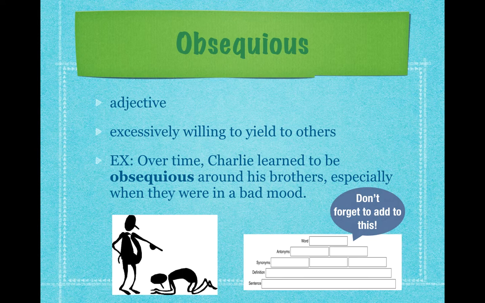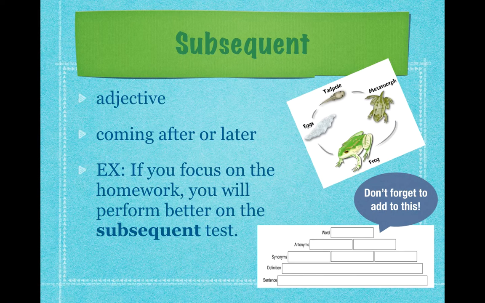We have 2 more words to learn. The next word is an adjective that again uses the same root. Subsequent is how this word is pronounced. It's an adjective, like I said, so it's a describing word, and it means coming after or later. So if you focus on the homework, you will perform better on the subsequent test. So the test that comes after the homework or later in the unit.